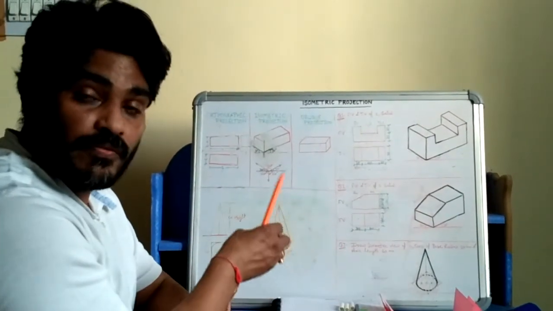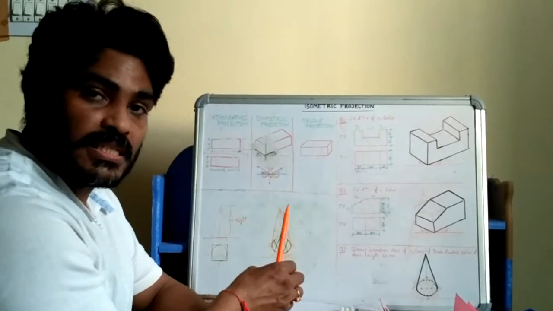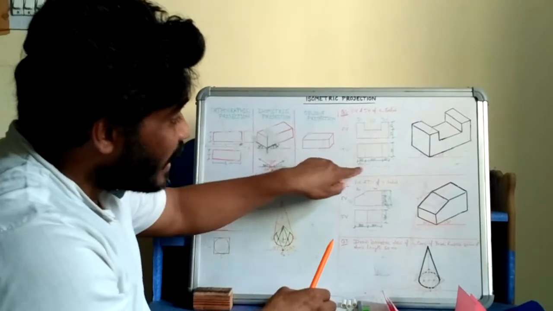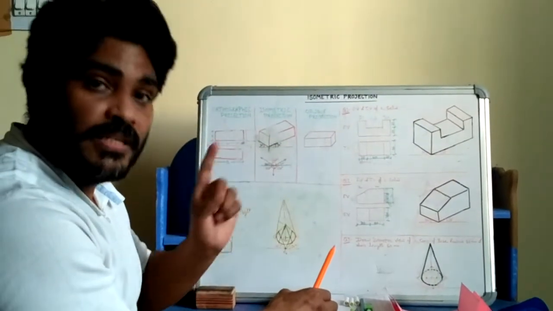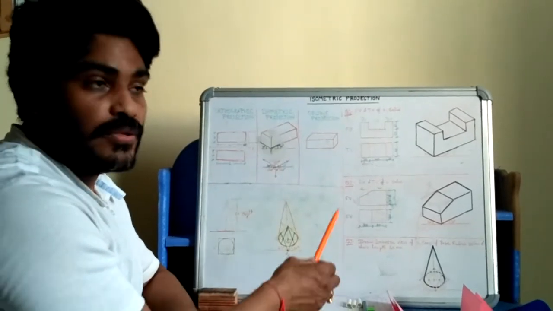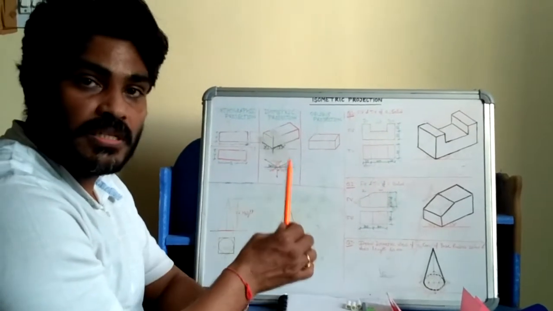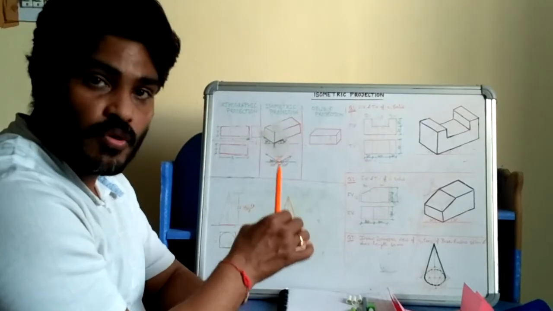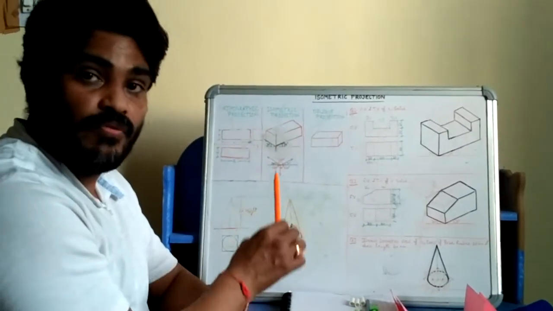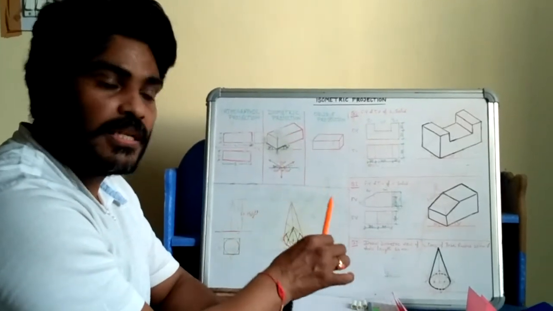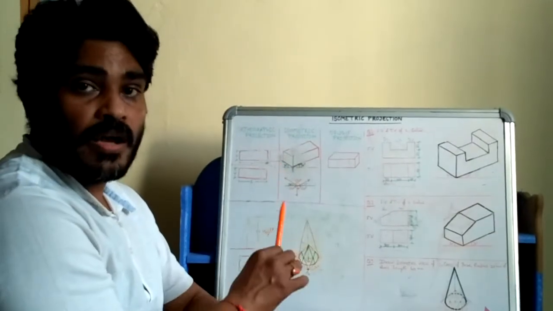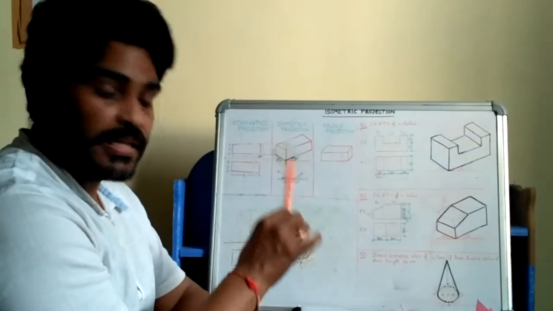So suppose we have to draw isometric projection. In that case, we will not use the actual dimension. We will use the isometric dimension, the isometric scale. So now let us see how to construct, how to draw an isometric scale, and by using that isometric scale, we can draw the isometric projection of any solid.